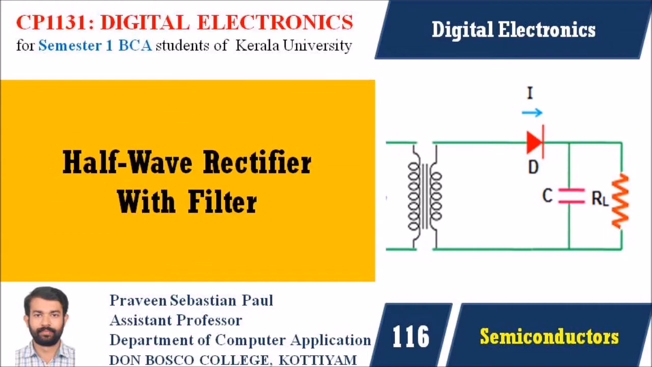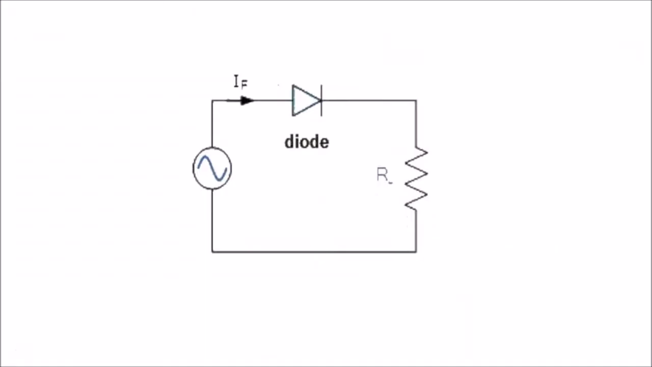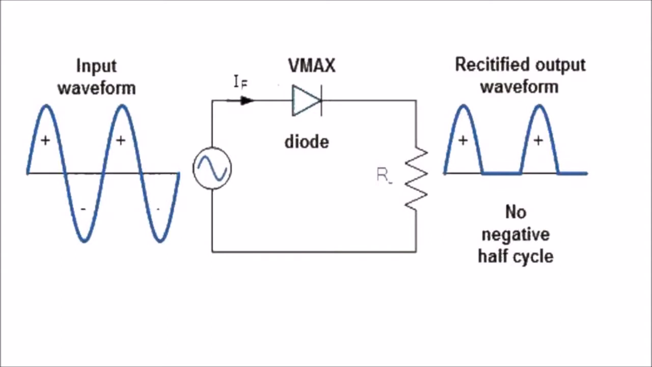In the previous lecture, we had discussed what a half-wave rectifier is. A half-wave rectifier converts alternating current into direct current, but the obtained direct current at the output is not a pure DC. It is a pulsating direct current, which is not constant and fluctuates with respect to time.